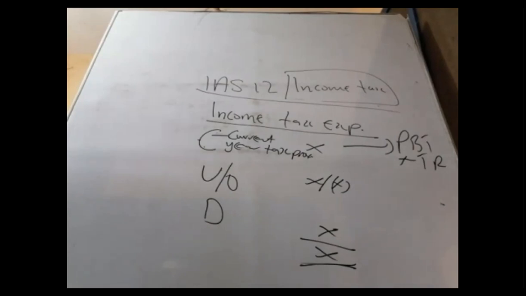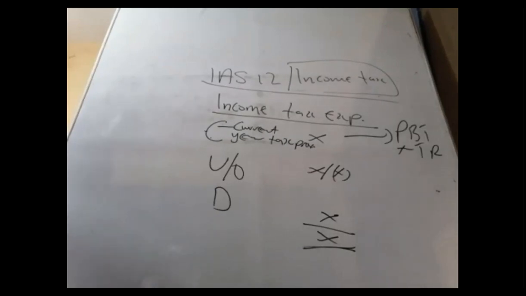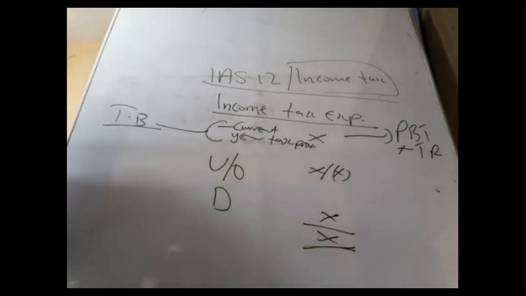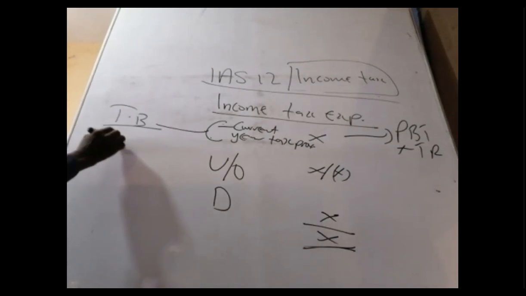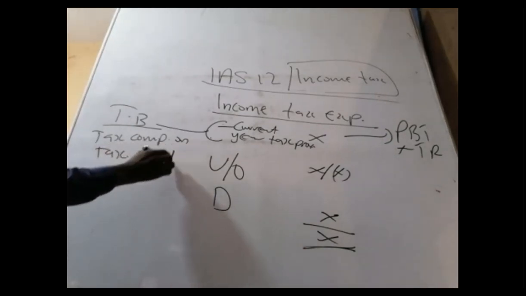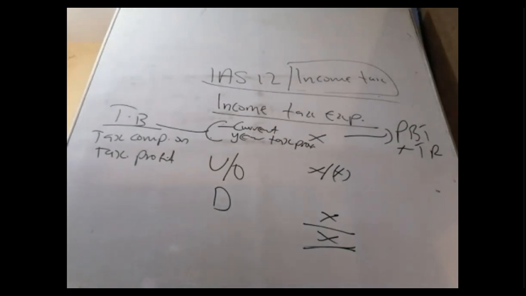So let's see something like this. If the current year tax is in a trial balance, the name will be tax computed on taxable profit. That's the name that we will call it, and the treatment is only one. After you bring it here, it ends there. We are done. So tax computed on taxable profit is the income tax expense at the debit side.